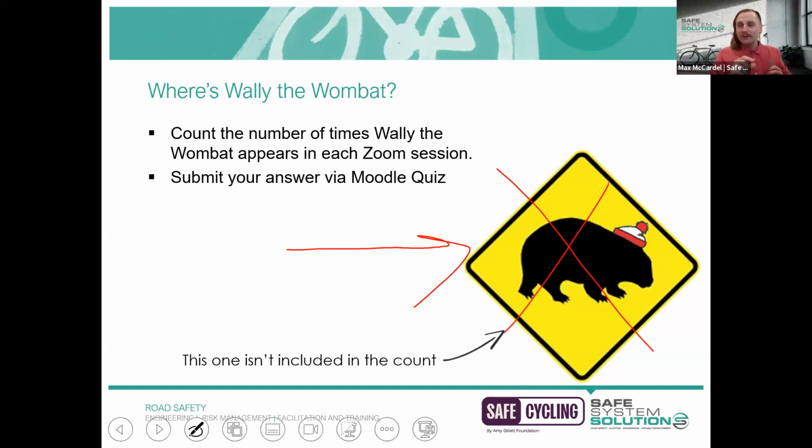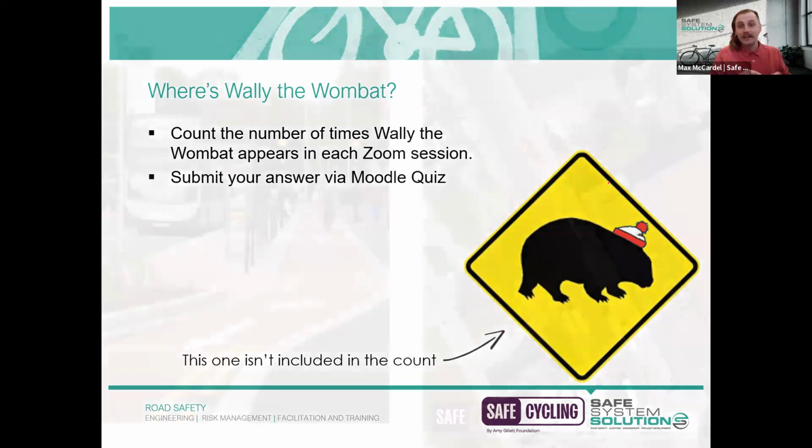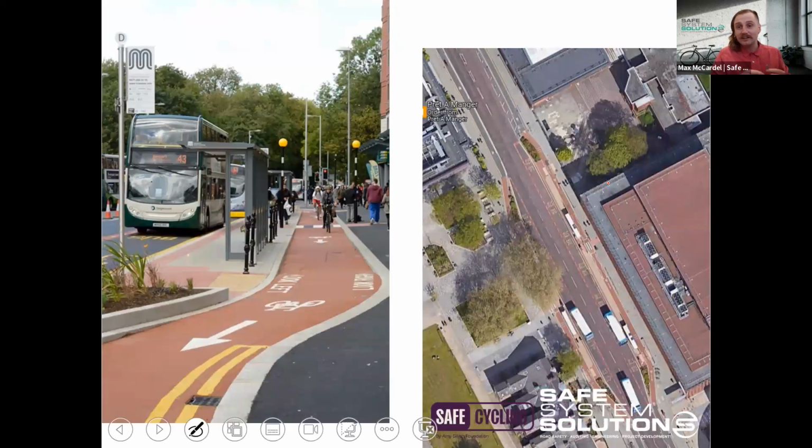There were a few little points that I got in at the last few minutes of last module. So I've just included some additional slides that I'll go through now. One of them was regarding bus interactions and the idea of a floating bus stop. I've given this example here. This one's actually in Oxford Road, Manchester, over in the UK. Gives you a bit of an idea of what's going on here.